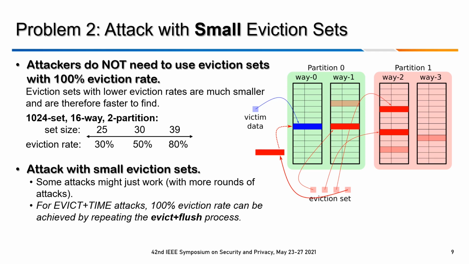We further argue that, at least in the evict plus time attacks, attackers can achieve a 100% eviction rate by just applying the same small eviction set multiple times, as shown in the figure. The overall time is significantly shorter than finding and then applying a larger set.